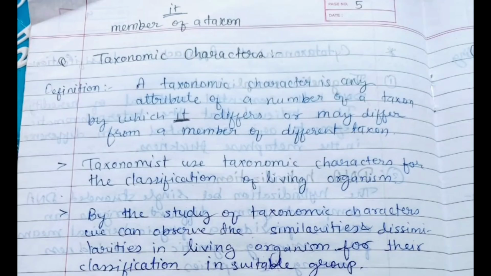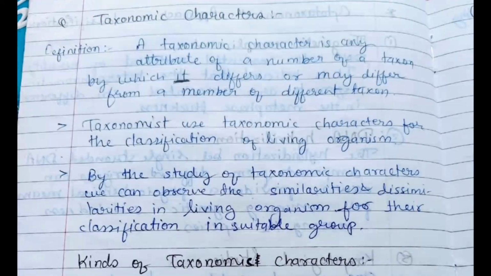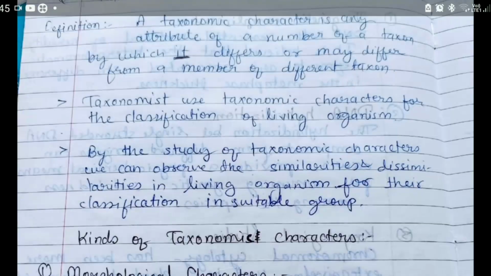Definition: A taxonomic character is any attribute of a member of a taxon by which it differs or may differ from a member of a different taxon. Taxonomists use taxonomic characters for the classification of living organisms. By studying taxonomic characters, we can observe the similarities and dissimilarities in living organisms for their classification in suitable groups.